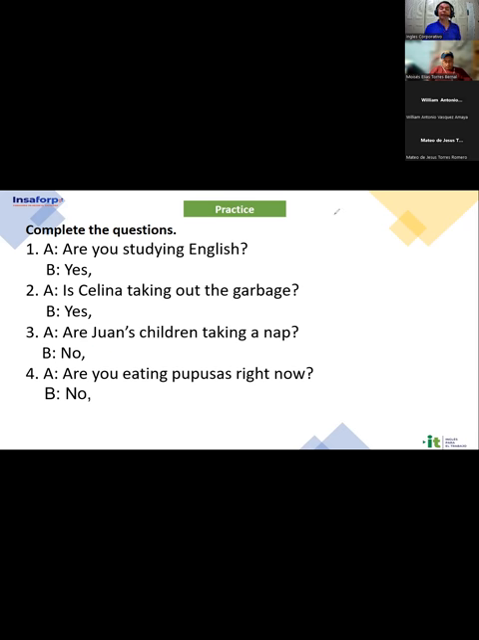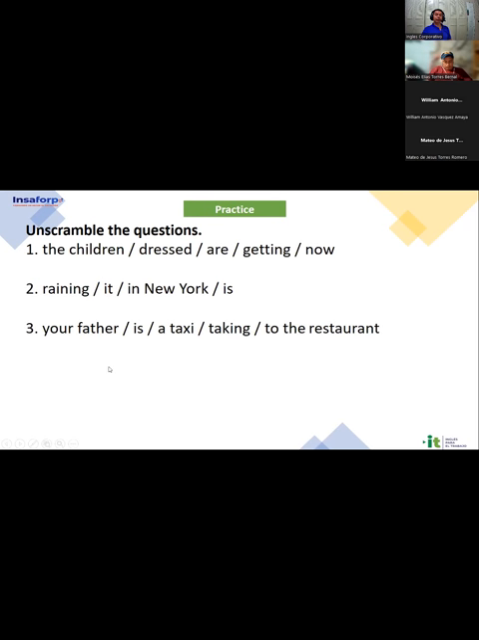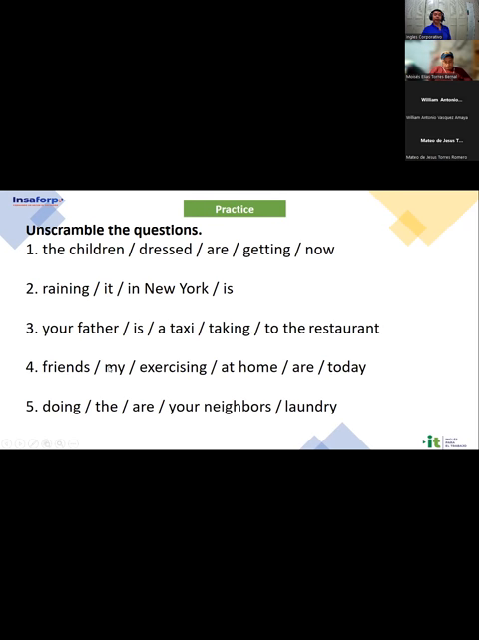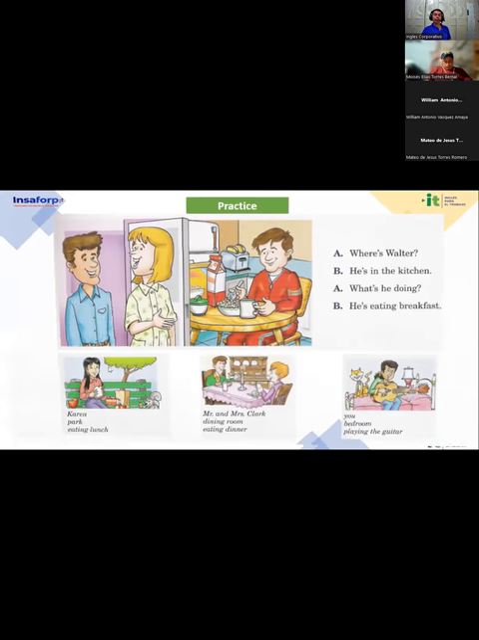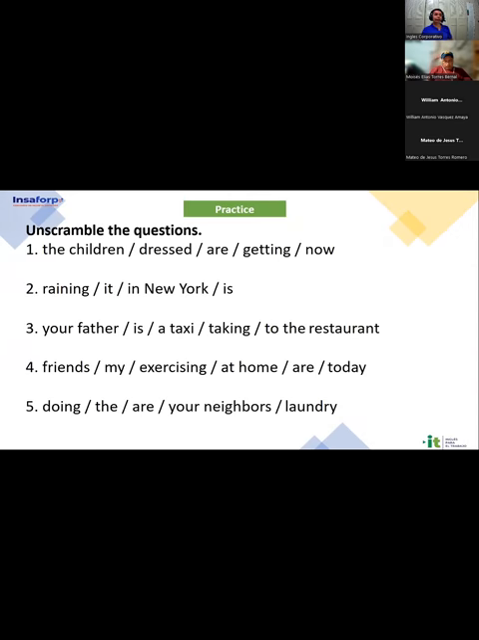Okay. Now, unscramble. This is in disorder, so you're going to put it in order, right? Let me see. Yes. We're going to put you to work for a little while. We're about five minutes away. So please, 3 minutes. I think you can do it in 3 minutes, okay, ready?